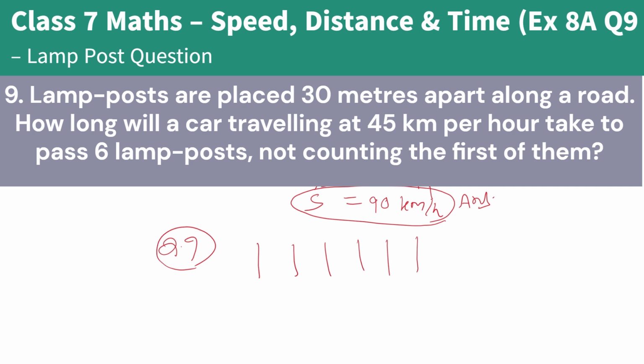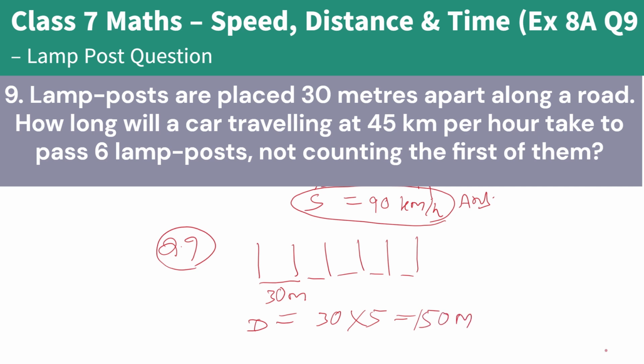How long will a car traveling take? This is 30 meters, the distance between lampposts. This is 30 meters, 30 meters, 30 meters. So there are 5 times 30 meters. Distance equals 30 into 5, that is equal to 150 meters.